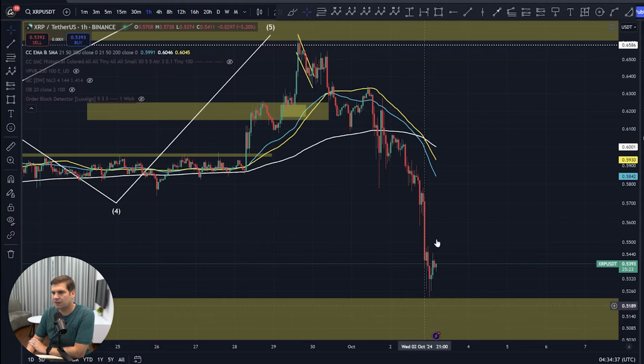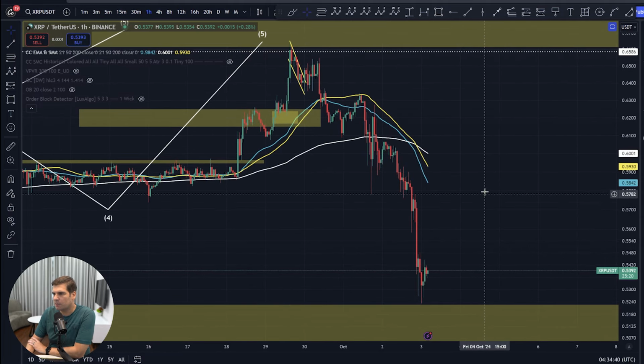Let's take a look at what's going on here with XRP. So this is XRP paired up with USDT. We're on the 1 hour Binance chart here.